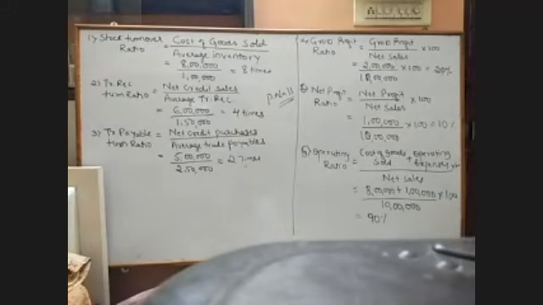Now, the next problem is problem number 9, which has investment turnover ratio, fixed asset turnover ratio, operating profit ratio, and next is dividend ratio and book value per share. I will solve 3 ratios today, and the remaining 3 ratios we will solve in the next class. Right, before that, I want to give you some formulas. For that reason, I'm not solving it today. Problem number 9.